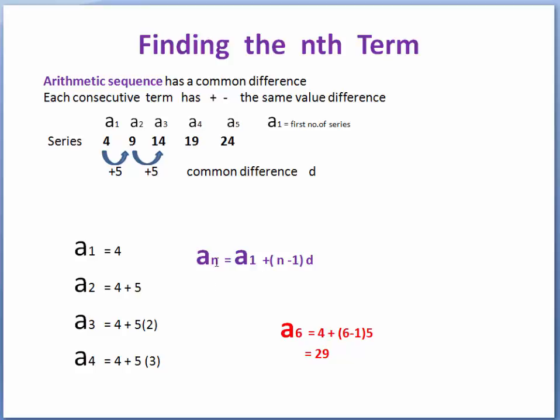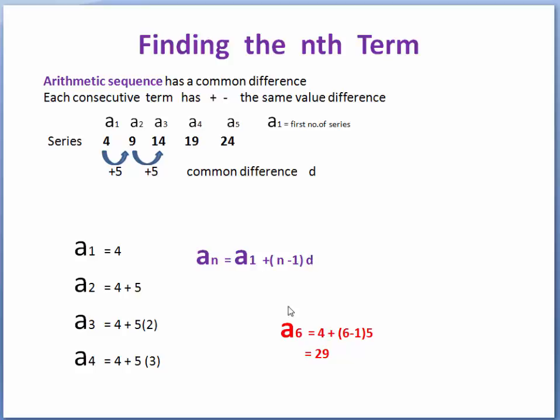So a sub n, the nth number in the series, would be the first number in the series, which is 4 for this series, the first number a sub 1, plus the common difference, which is 5, which is this d, multiplied by this n minus 1. So for this it was 4 minus 1 is 3. So our standard formula is the nth term is the first term plus n minus 1 multiplied by the common difference.